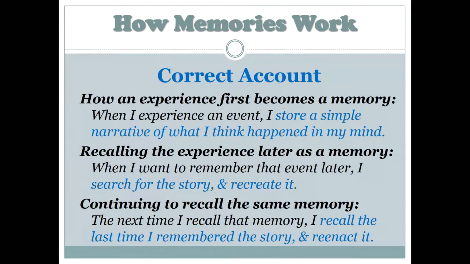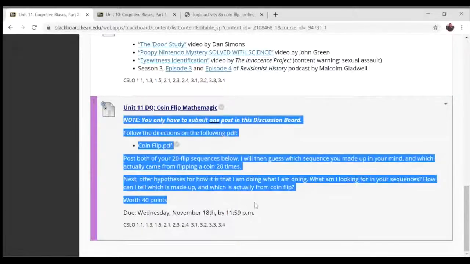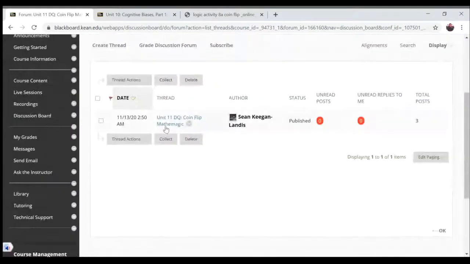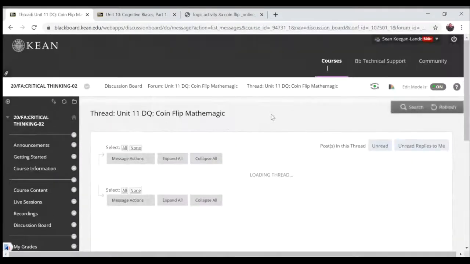I want to remind you all of what you have due for class. Not today, but this week. It's just that simple discussion board, Unit 11. All you have to do is make up a random sequence of 20 coin flips and then actually flip a coin 20 times, record the results, and then write both of those sequences down in this particular discussion board. That's all you got to do. It's due Wednesday. Very simple, very easy.